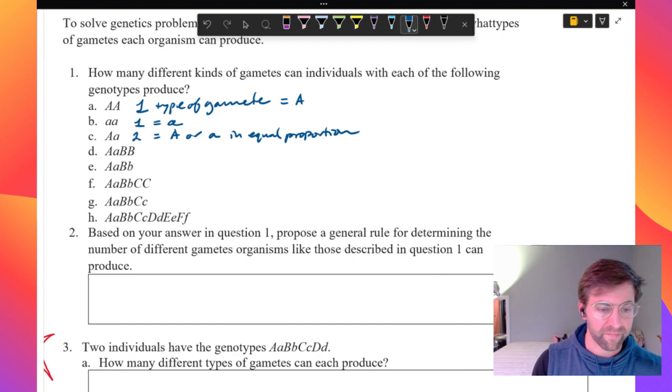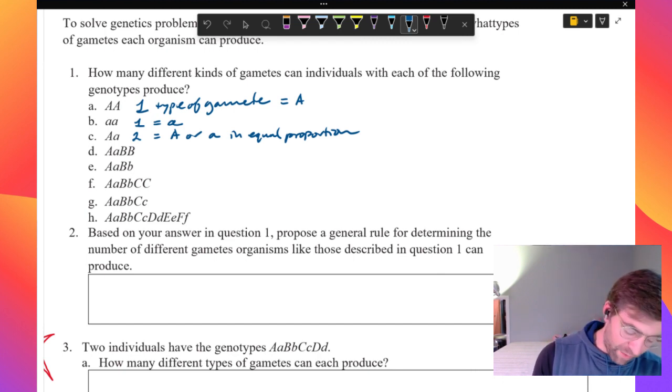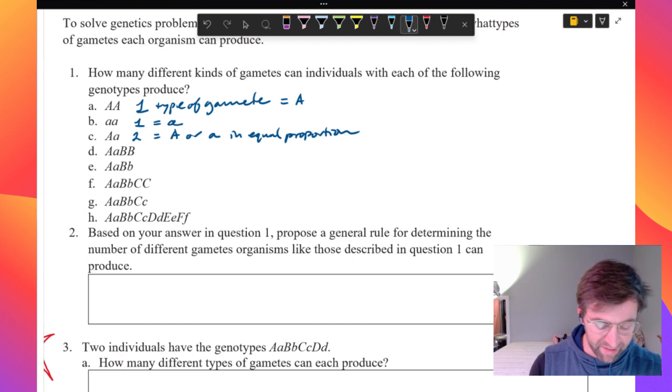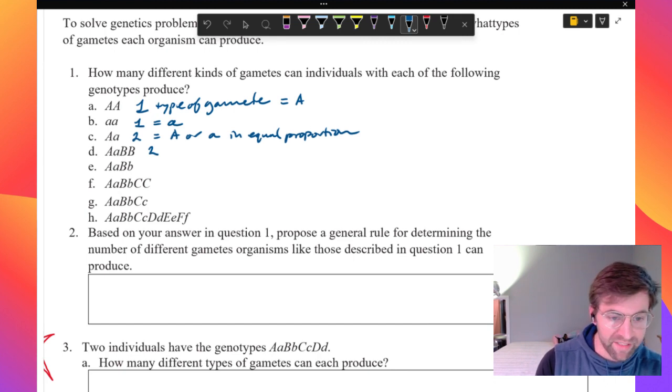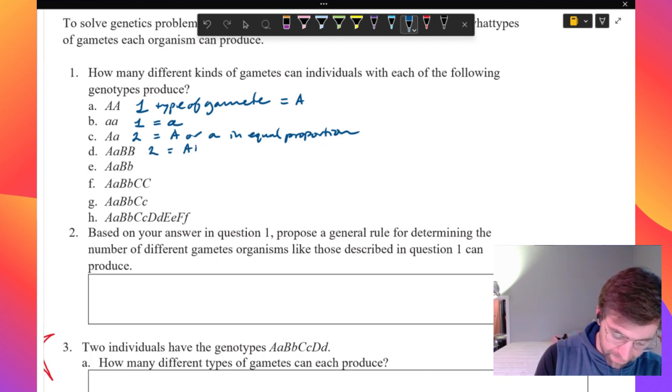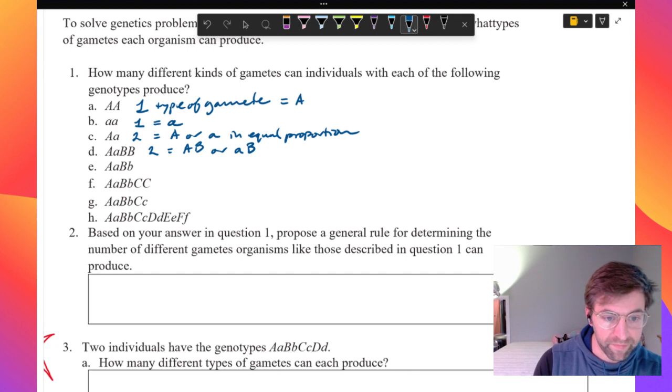All right. Now we're adding an additional gene. So big A, little a, big B. Here we can have 2 kinds of gametes, also in equal proportion. We can have big A, big B, or little a, big B in equal proportions. Make sense?